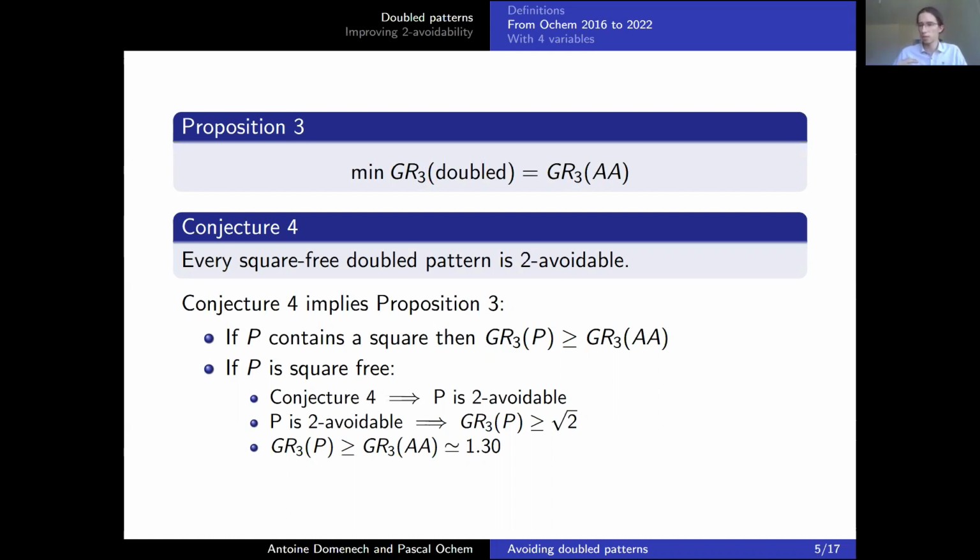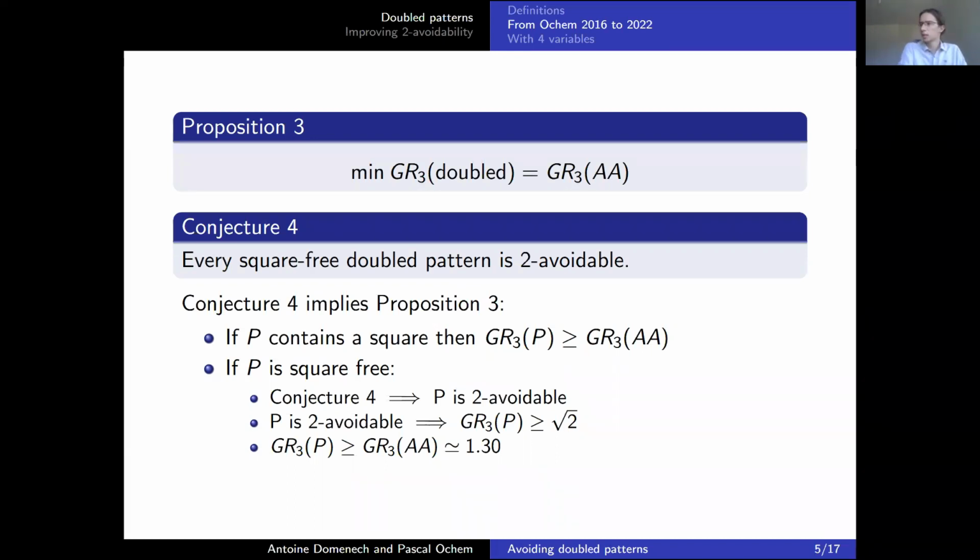If you are square-free, you are bigger than squares. If you reach the growth rate of squares, it's because you contain a square and probably nothing else, or not many things else, because you must not forbid a lot else. There will be more words avoiding it. So that gives us a better proof, but it starts from a conjecture, and now what we want to do is to prove this conjecture.